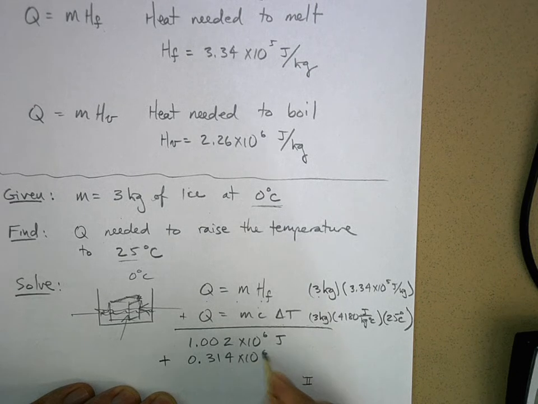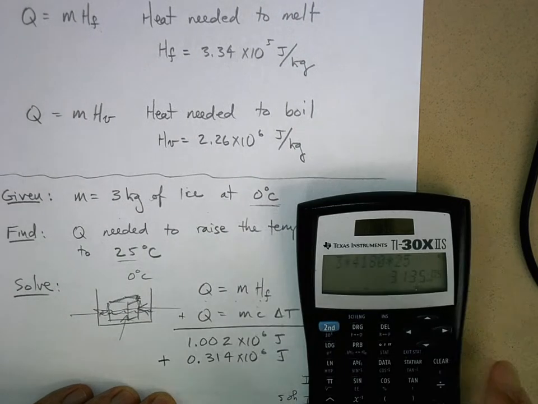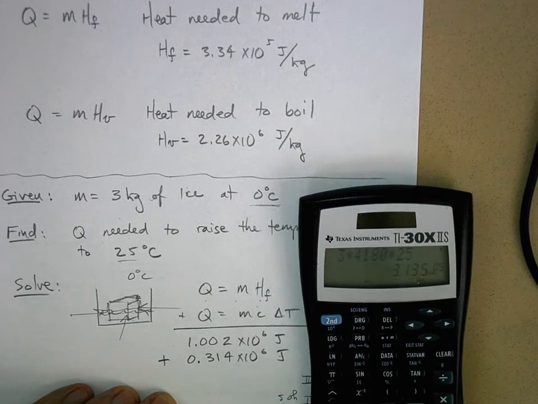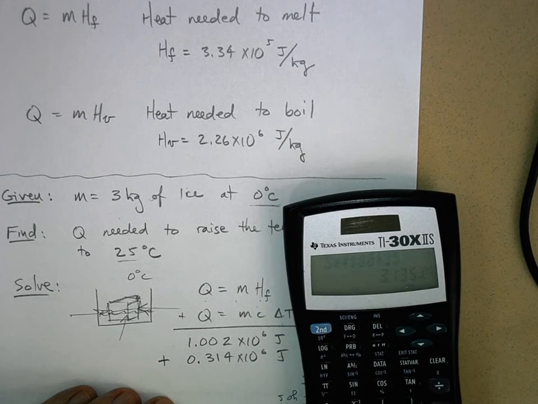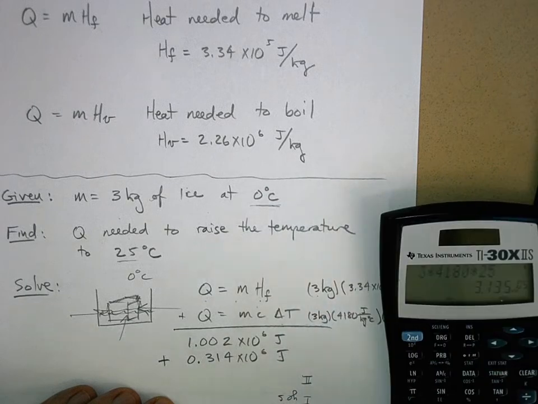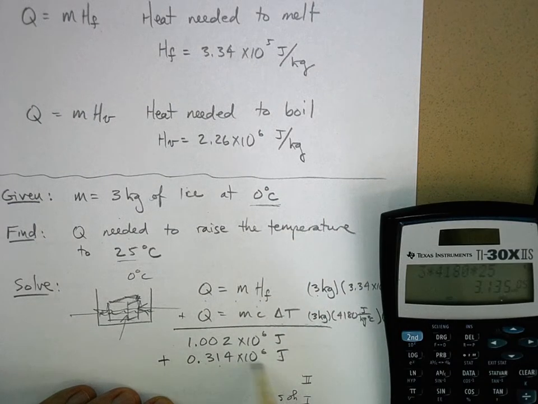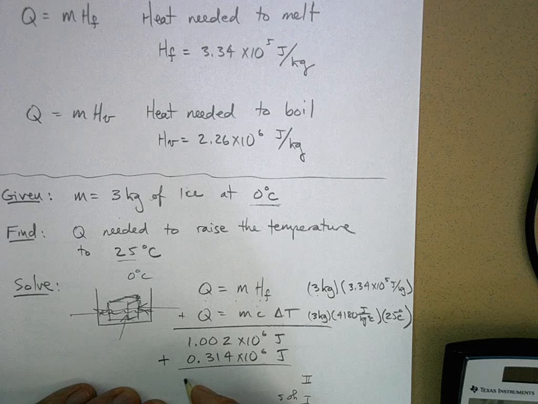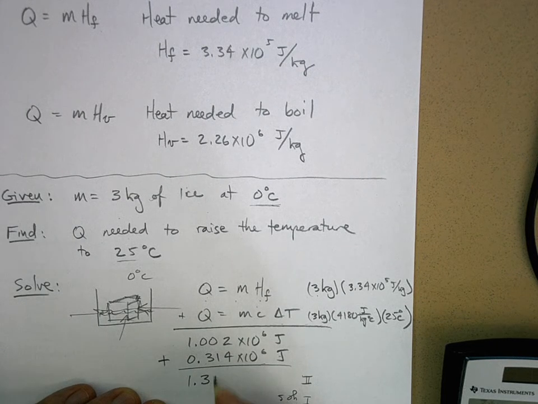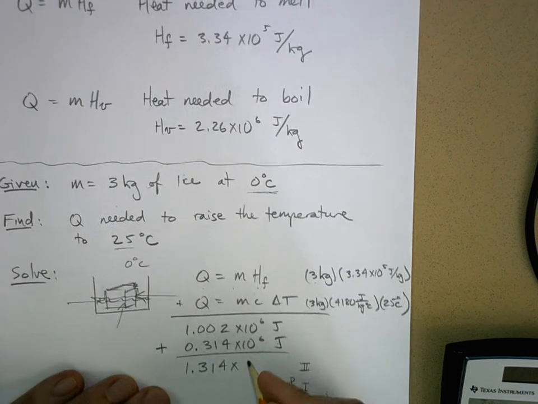Now look what I did here, just to keep it on my calculator. It said 3.135 times 10 to the 5. So I just moved the decimal to the left one time to make it times 10 to the 6, and then I can just add these together. Let me check that. That seems low to me. Oh yeah, that's right. So 1.314 times 10 to the 6 joules.